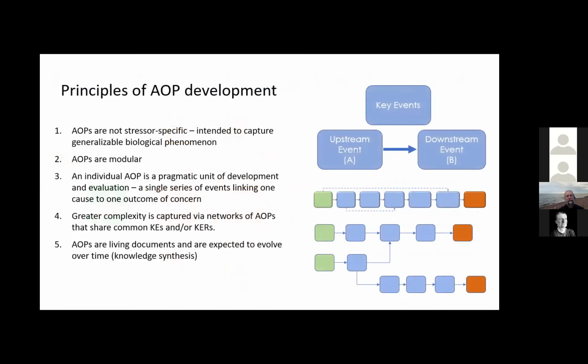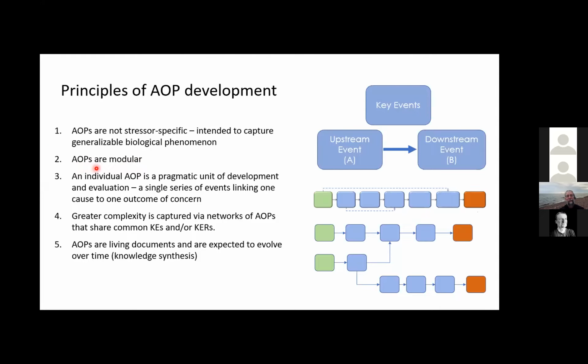We organize all this information based on a number of key principles of adverse outcome pathway development. The first is that we don't describe AOPs in a very stressor specific way. We don't develop an AOP specific to a chemical or specific to a virus, for example, but rather we look at all potential stressors that can act on the biology in a similar manner and try to capture the generalizable biological response to those perturbations or that stressor.